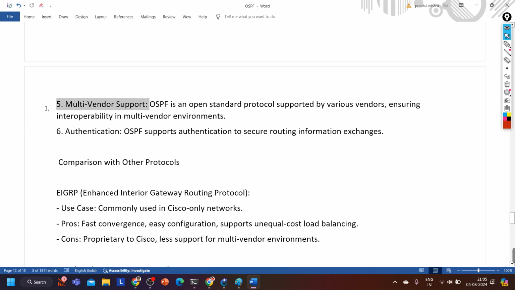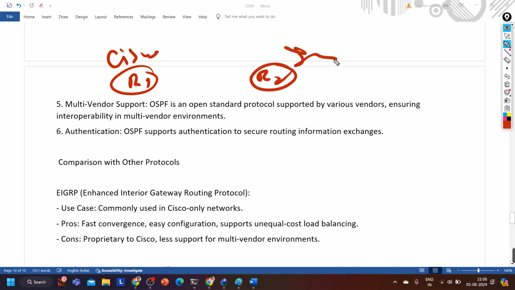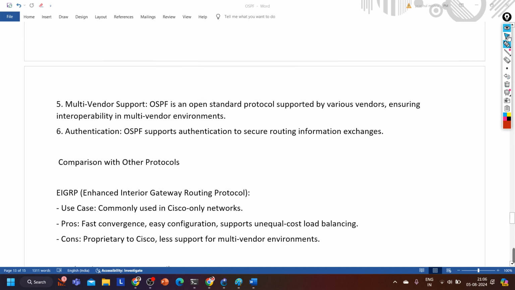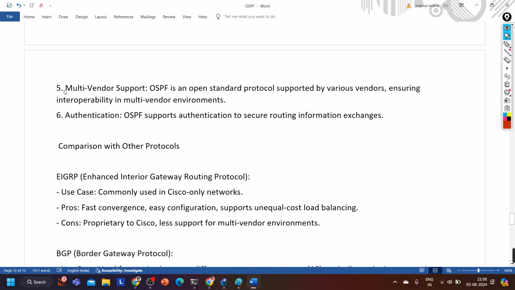Multi-vendor support. As OSPF is an open standard protocol, let's suppose I have two routers, one in branch 1 which is a Cisco router, and one in branch 2 which is a Juniper router, right? Here we need an open standard routing protocol, and OSPF is an open standard routing protocol. So because of this multi-vendor support, OSPF is a widely used routing protocol.